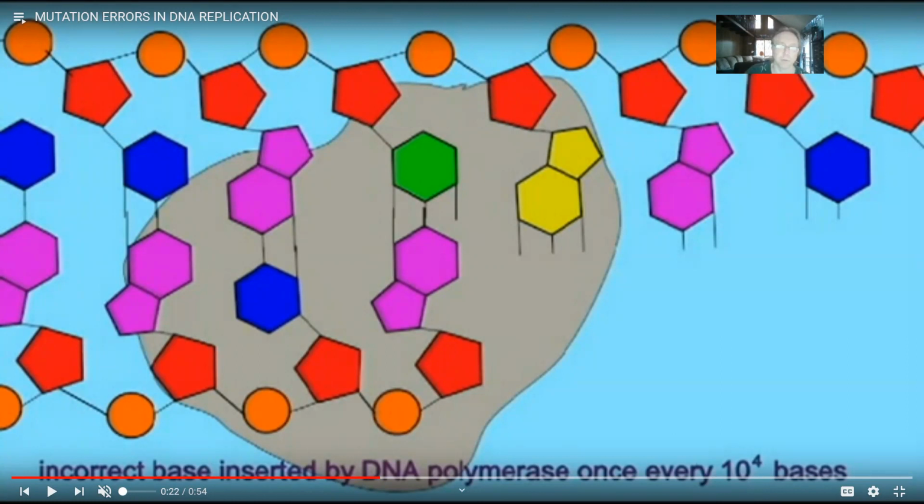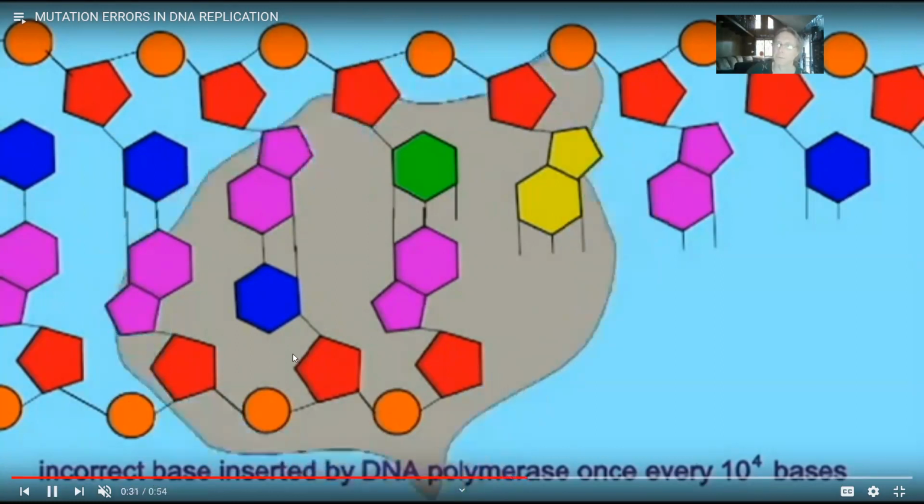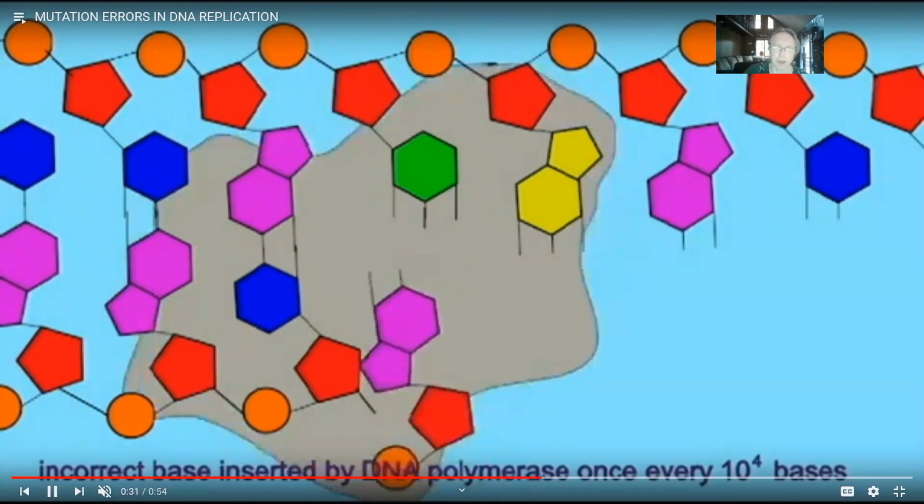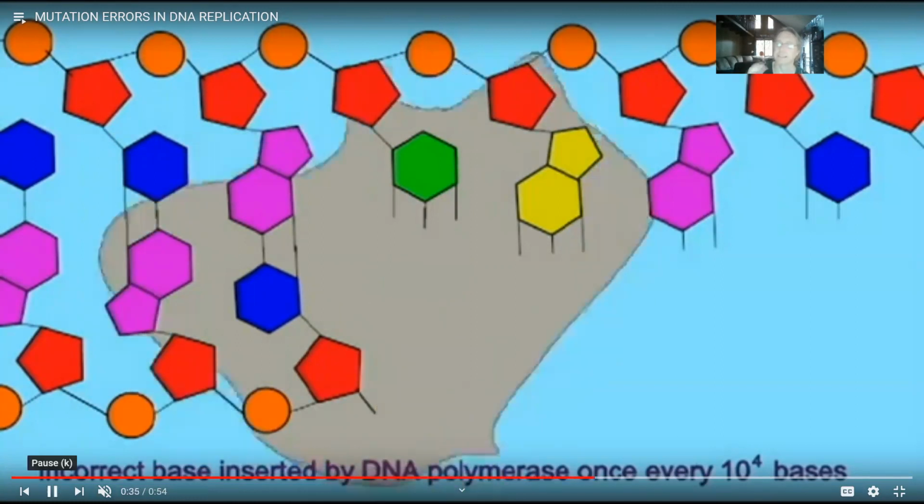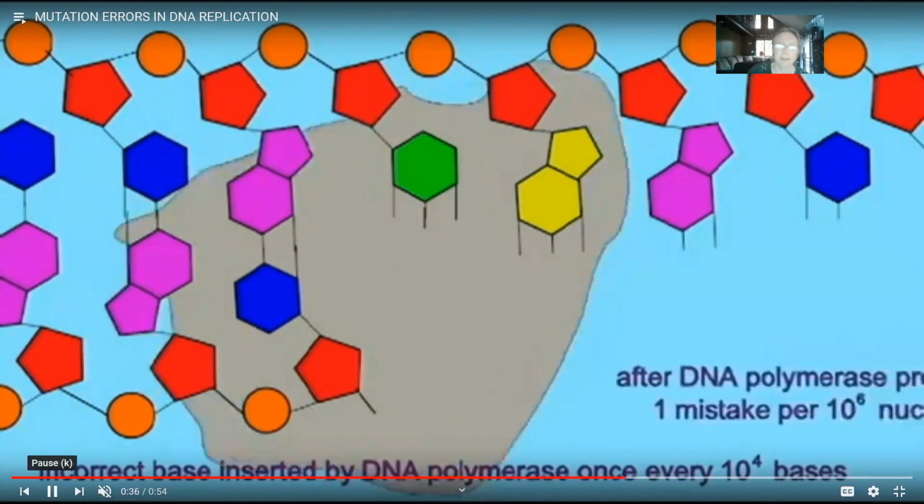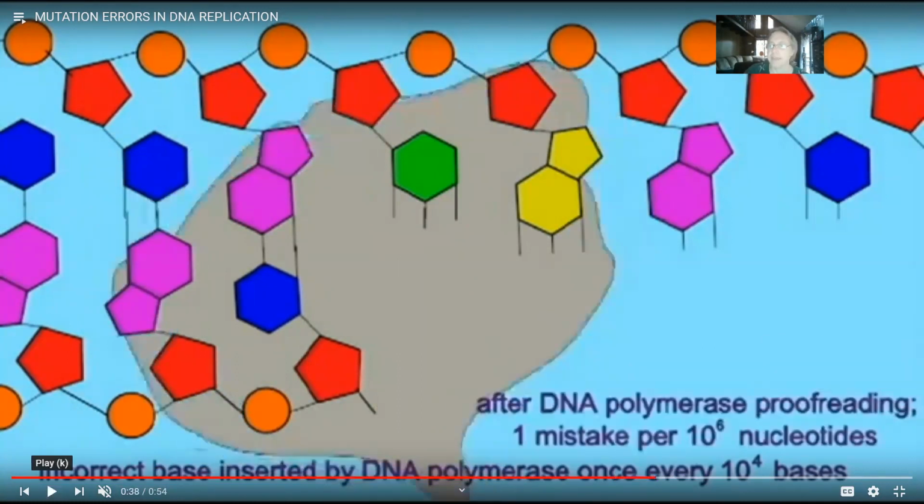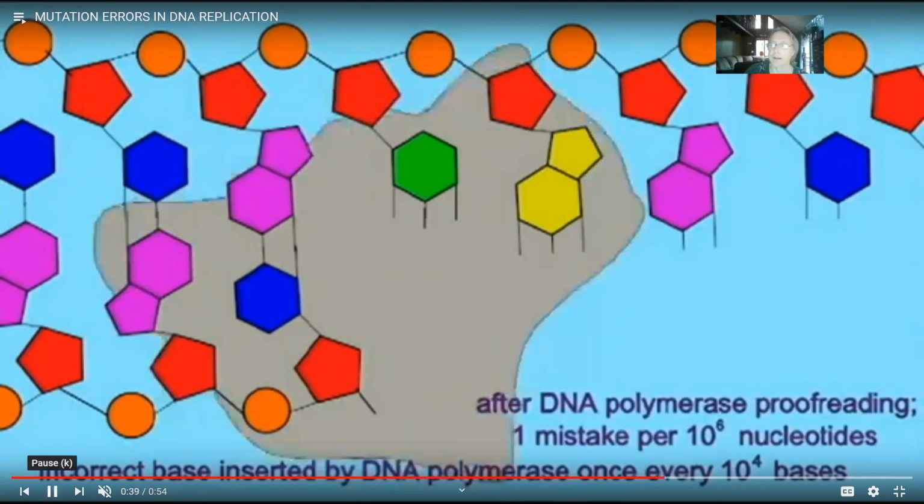This would be very problematic. So luckily, DNA polymerase has a proofreading ability. See, if the pairs aren't complementary, the shape will be odd. It'll bulge a little bit, and it could be recognized that this doesn't quite fit. And so then DNA polymerase can proofread itself and then insert the correct nucleotide.